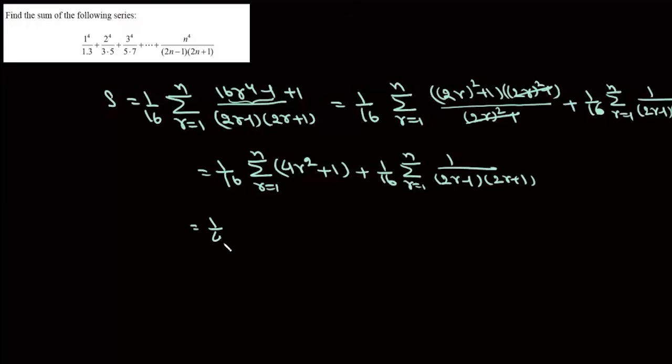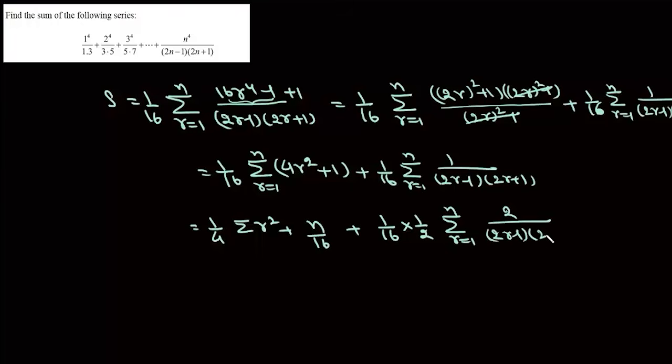Now this is 1 by 4 summation r square. Now this is 1 by 16 summation 1, so that will be simply n by 16, and plus 1 by 16. Now here we multiply and divide it by 2. So we can write this as summation r varies from 1 to n of 2 upon (2r minus 1) and (2r plus 1). Now this is 1 by 4, and summation r square is n (n plus 1) (2n plus 1) by 6. This is n by 16, and this is 1 by 32.